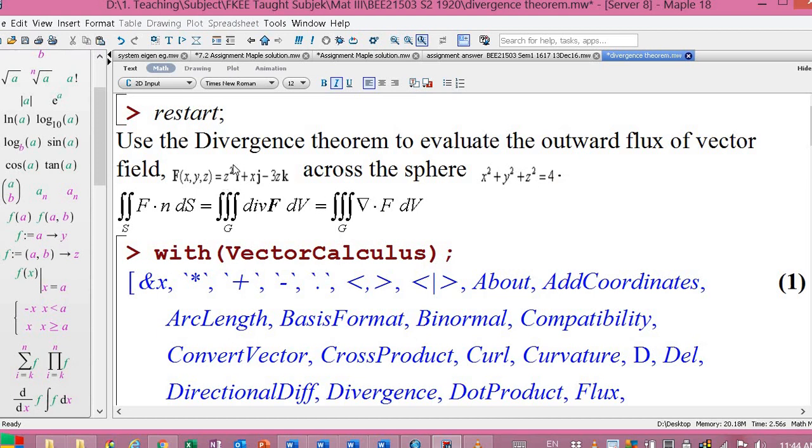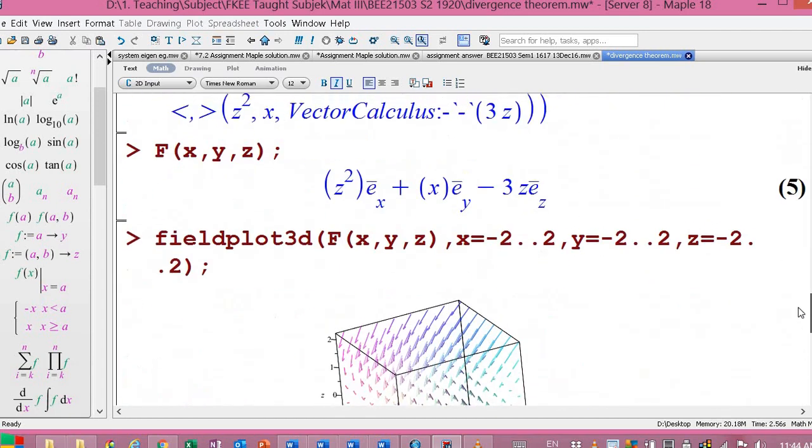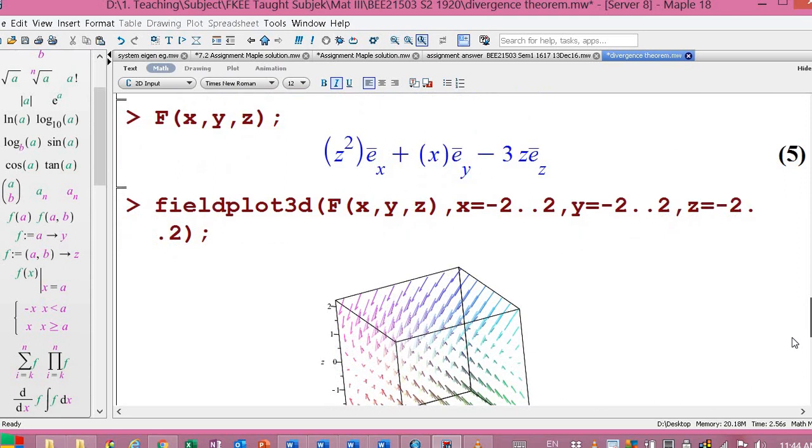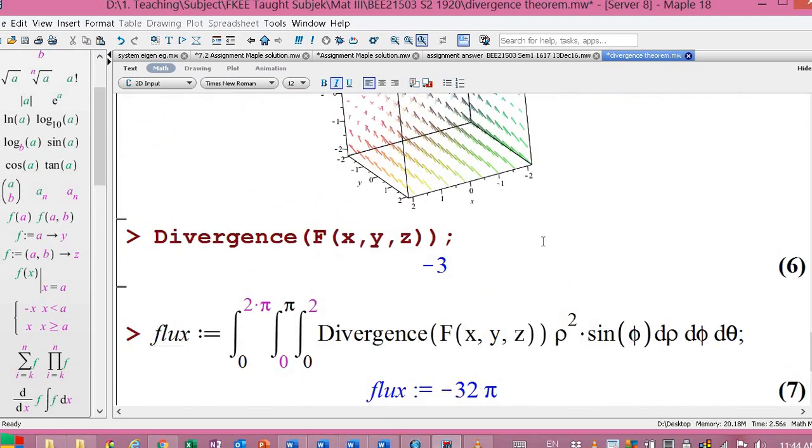So it means component i is del/del x of z squared, which is 0. For component j, del/del y of x, you get 0. Component k, del/del z of negative 3z, your answer is negative 3, which is correct. In Maple, straight away, one command, divergence f, you get the answer negative 3.